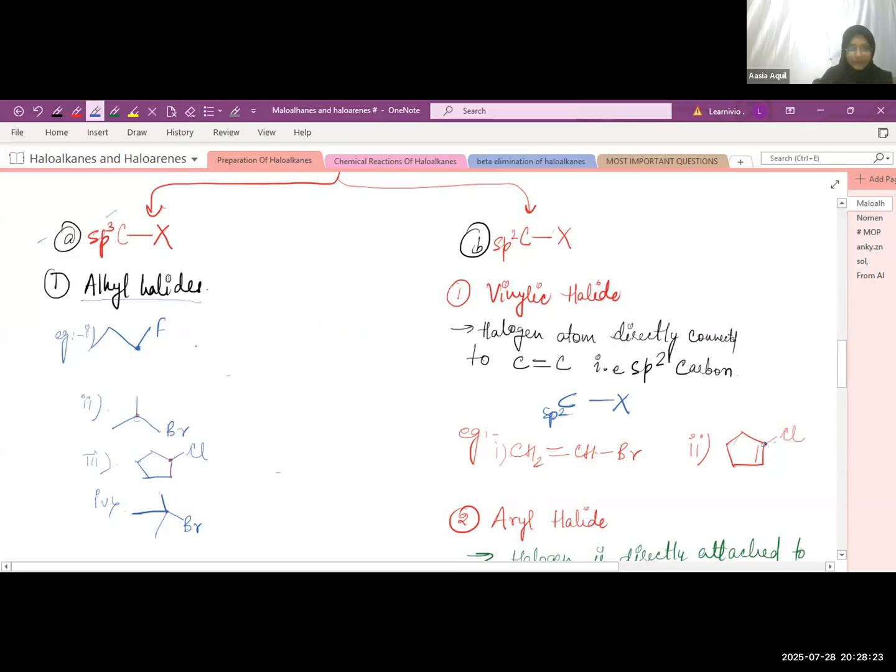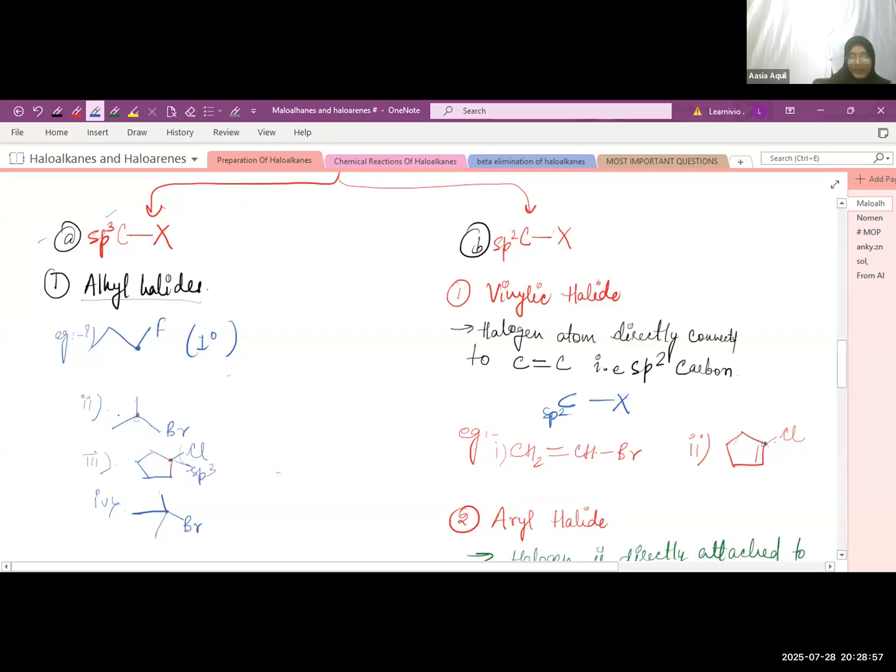So obviously this is a primary halide, right? Now just check this bromine, the second one, third one, and fourth one. Just tell me which type of halide is this, because we know that it's a halide. It's an alkyl halide because this bromine halogen group is directly attached to an sp3 hybridized carbon, right? In the third example also, this chlorine is attached to this carbon, and this carbon is sp3 hybridized. So it's an alkyl halide, but you have to check the degree: primary, secondary, or tertiary.